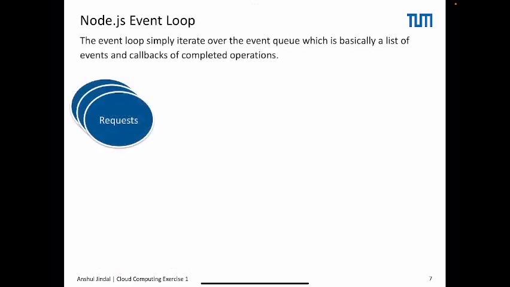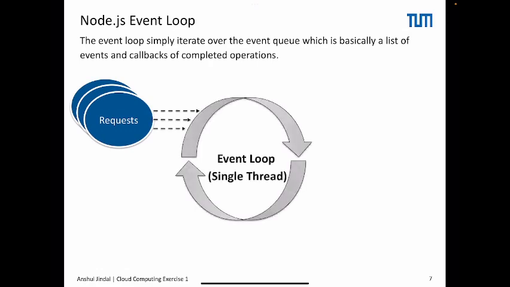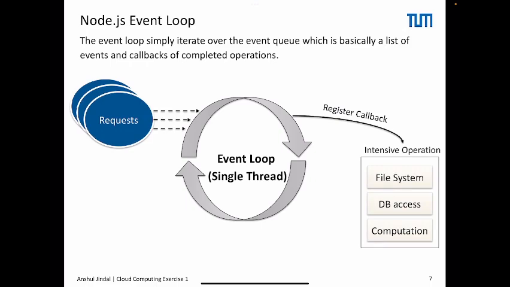This event loop simply iterates over this event queue, which is basically a list of events and callbacks of completed operations. So now you have multiple requests going through an event loop, which is single-threaded, and suppose a request wants to do database handling, or get a number of users from the database. It will register a callback, and this would be an intensive operation like file system or database access, or certain computation. And once it registers the callback, it will move on to handle the next request.